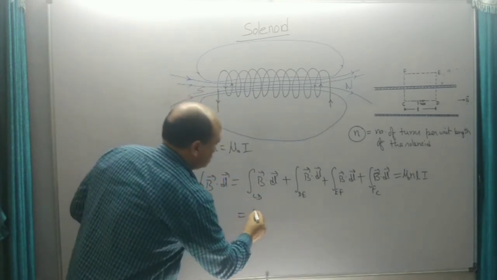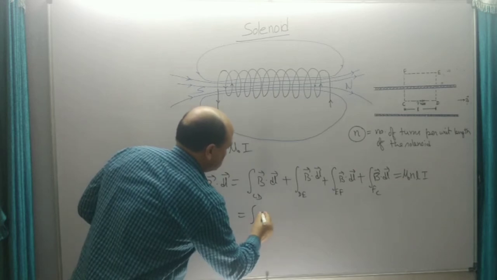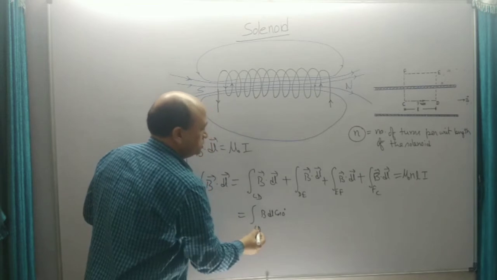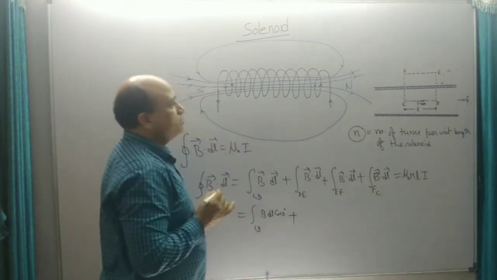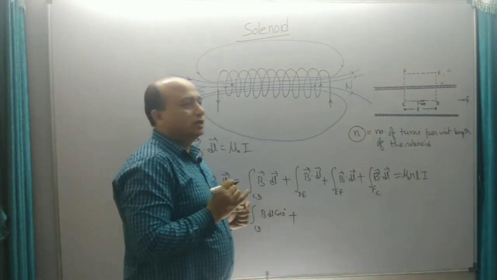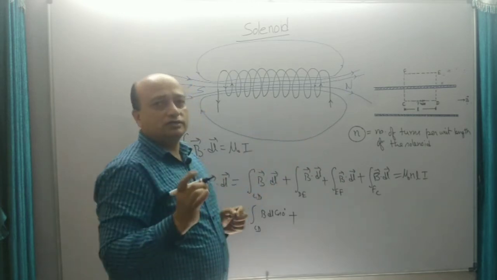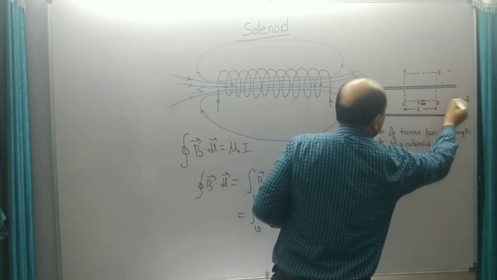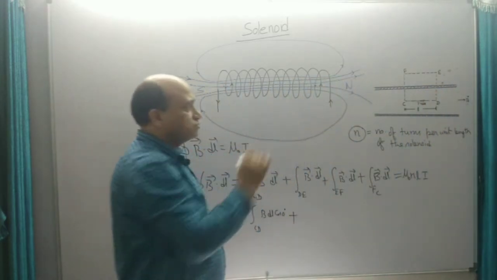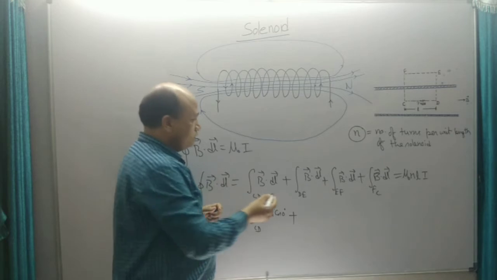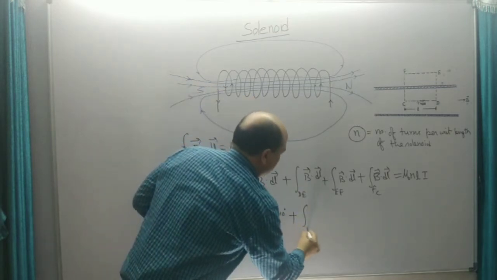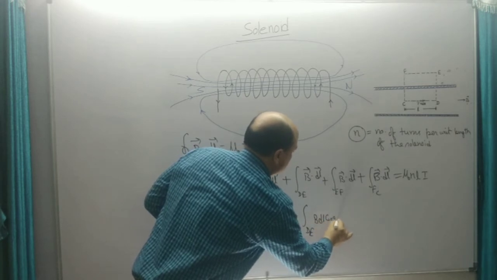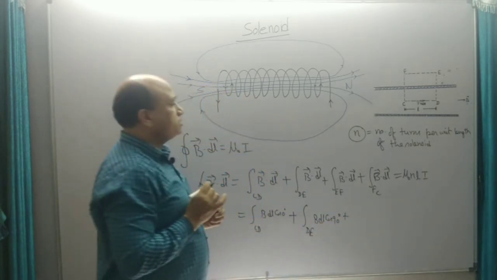So if we expand this, what will we get? This is B dl cos 0 degree about CD, plus about DE, the angle between line element and magnetic field is 90 degree. The line element we will take along this axis, and the magnetic field is along the axis of this solenoid. So the angle between dl and B is 90 degree. So this will be B dl cos 90 degree, plus about EF.